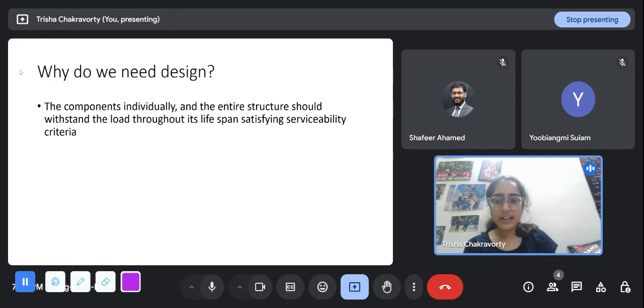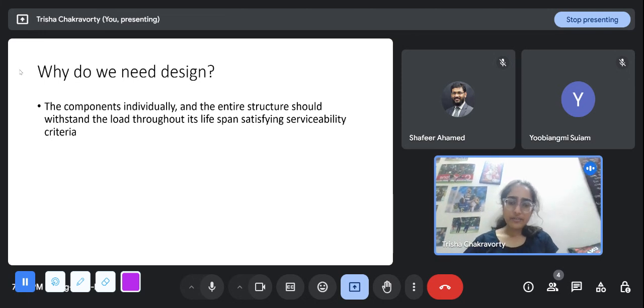And why do we need design? The components individually and the entire structure should withstand the load throughout its entire lifespan, satisfying serviceability criteria. The structure withstanding the load means that the collapse criteria is not exceeded. That is, the structure does not collapse, which is very obvious to perceive. And the serviceability criteria has to do with deflection. That is, every structural component will have a certain deflection criterion, for example, a given deflection should not be exceeded in this beam.